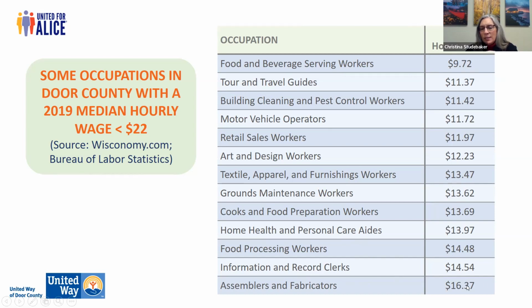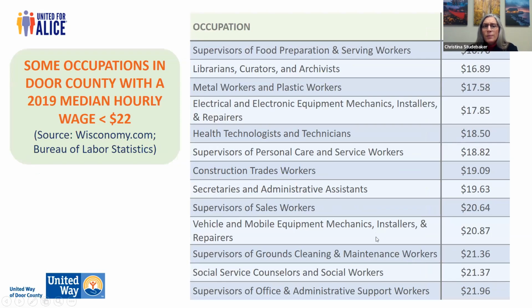Here we're at $16.37 an hour. We keep going up to reach that $22 an hour. And you see now we're capturing supervisors of personal care and service workers, supervisors of food preparation and retail salespeople. And we've even got construction trades workers.